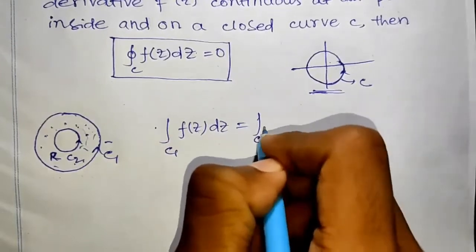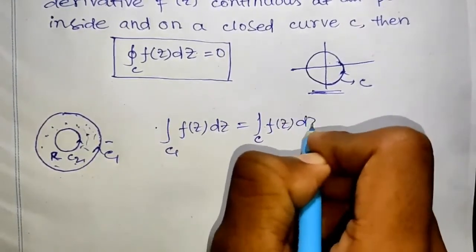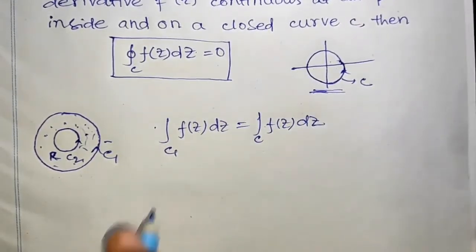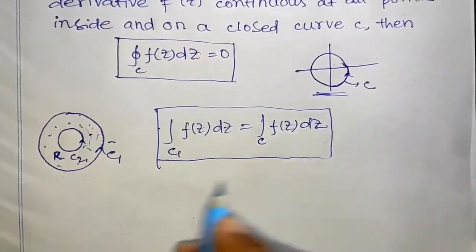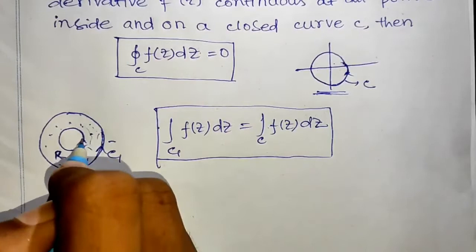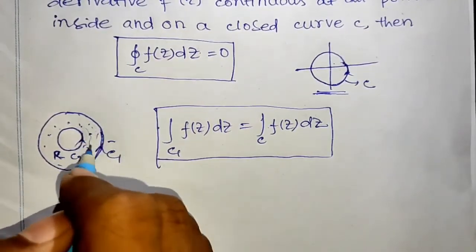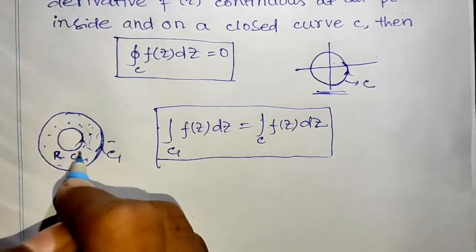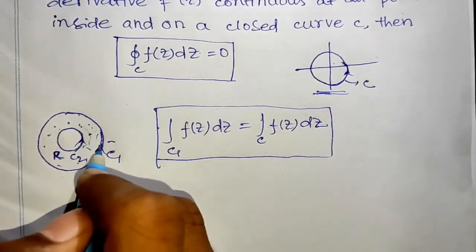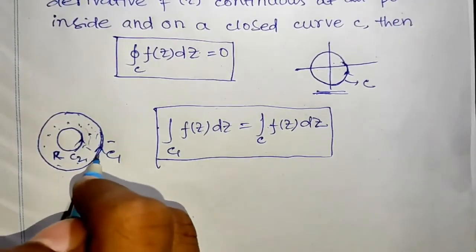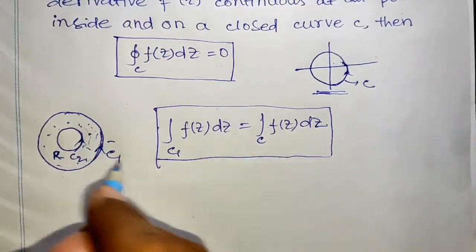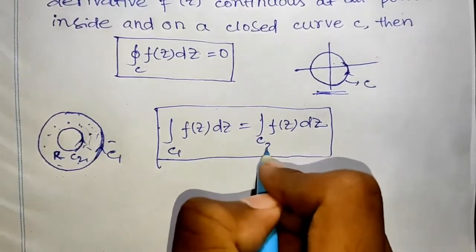Cauchy's theorem for a multiply connected region says that if f(z) is analytic in the region R between two simple closed curves C1 and C2, then the closed line integral along C1 of f(z) dz equals the integral along C2 of f(z) dz. This will be equal.